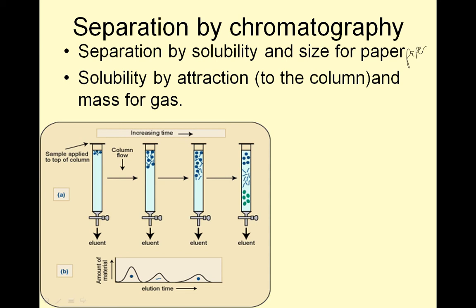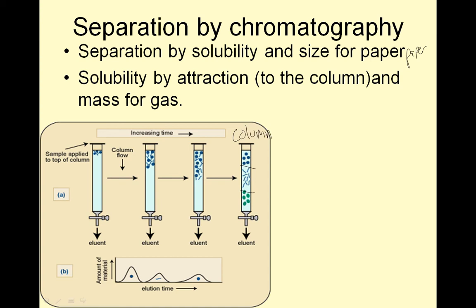Solubility by attraction to the column and mass for the gas. So solubility by attraction to the column. So what am I saying here? For this part right here, if you've got your mixture, sample applied to the top of the column, what happens is, and this is a liquid, over time, the more dense stuff settles out, right? And then you can pour parts off. Okay? So this is column chromatography.